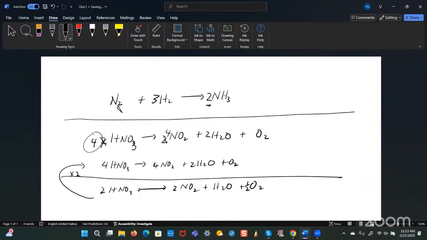Okay, any questions about this example? Any questions?